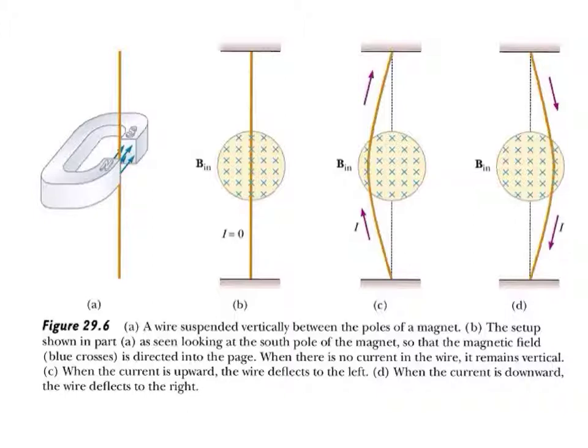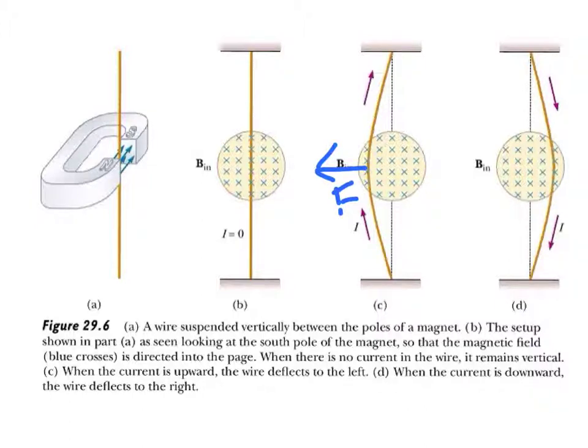Now, let's take a look at C and C only. Now, your fingers are going to go into the page because B is going to go into the page. Your thumb is going to go in the direction of conventional current flow, which they tell you is going up the page. So therefore, your force is acting that way, and that's why it bends that way.